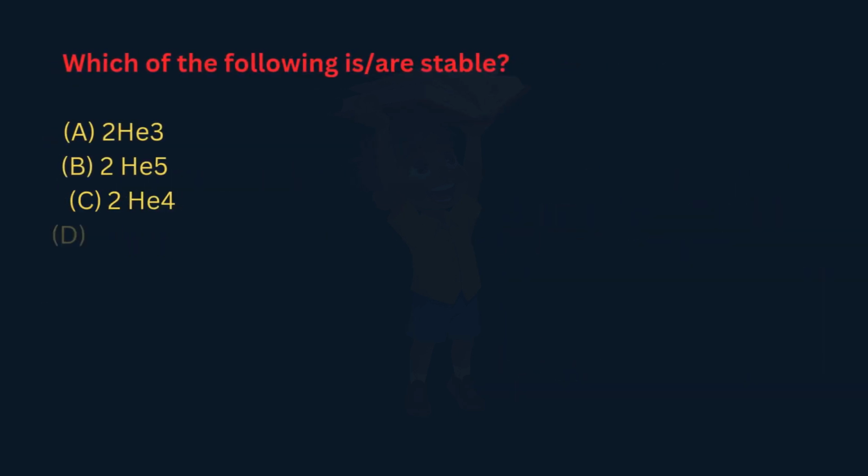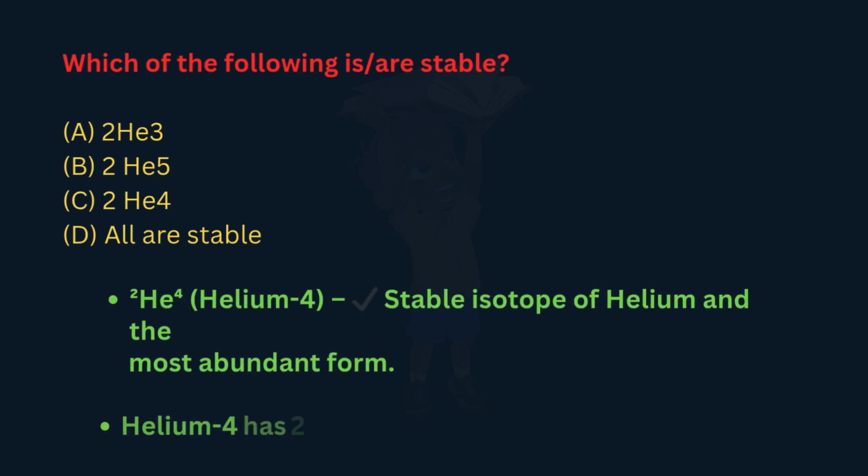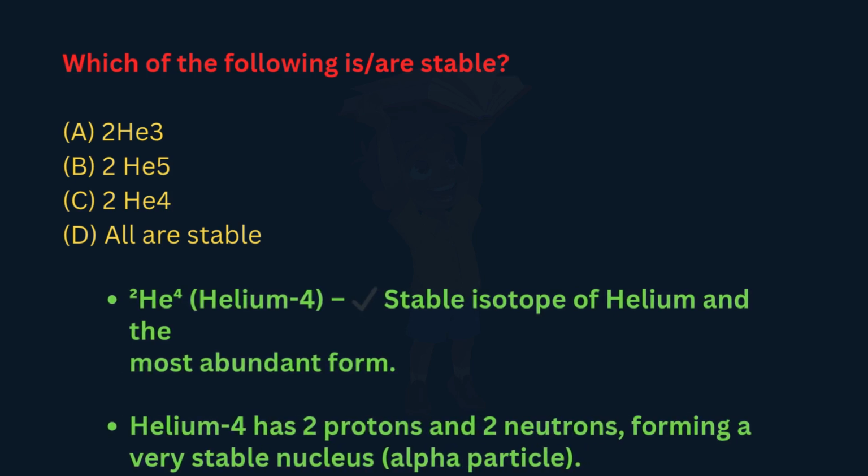Which of the following is stable? A. 2He3. B. 2He5. C. 2He4. D. All are stable. And the answer is option C, 2He4, helium-4, the stable isotope of helium and the most abundant form. Helium-4 has 2 protons and 2 neutrons, forming a very stable nucleus, the alpha particle.